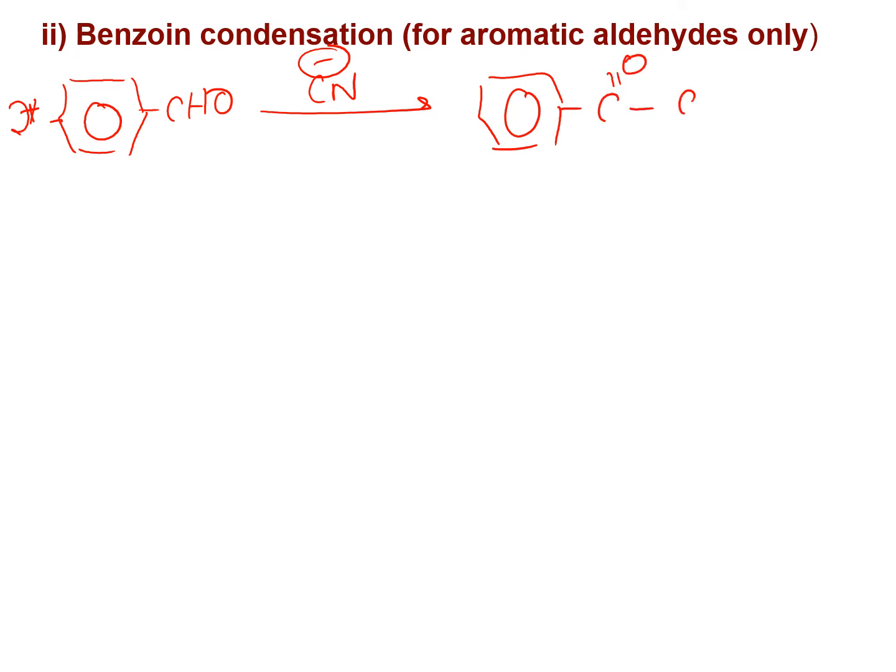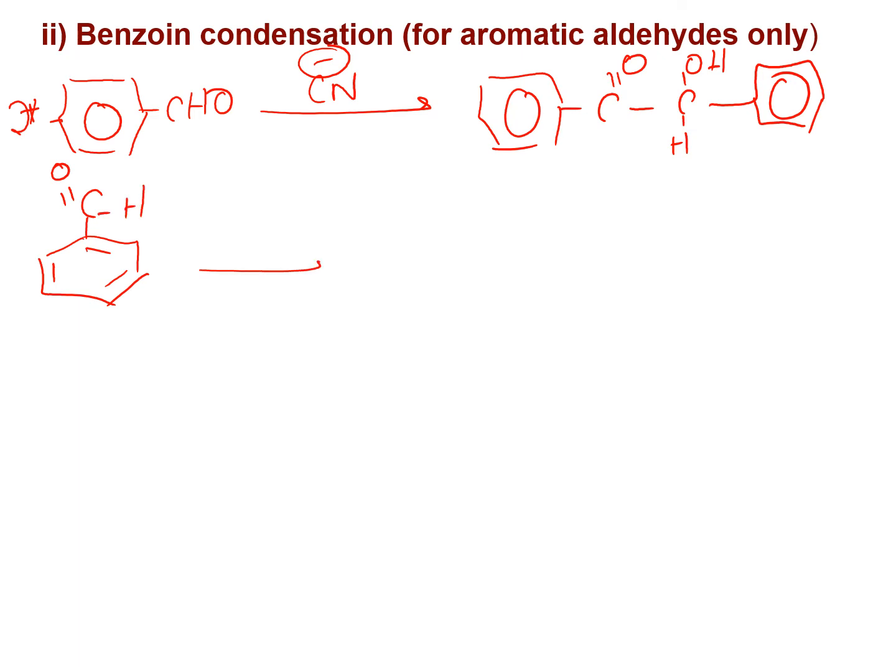This is the structure of your benzoin, where one of the molecules of the benzaldehyde, the carbonyl of which stayed as a carbonyl, while the carbonyl of the second molecule was converted into an alcohol. How does this reaction proceed? You have the first benzaldehyde molecule. It will be attacked by the cyano group, giving the cyanohydrin.